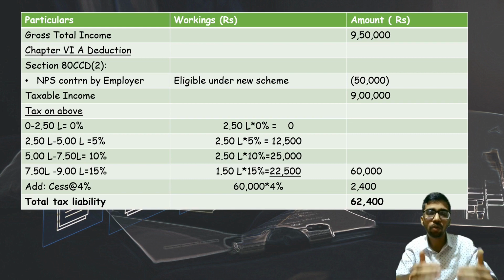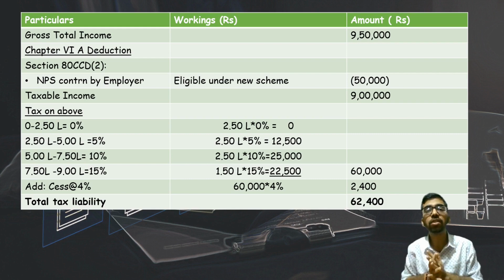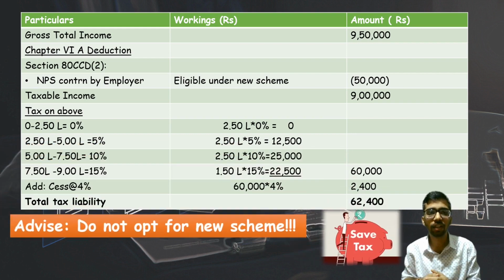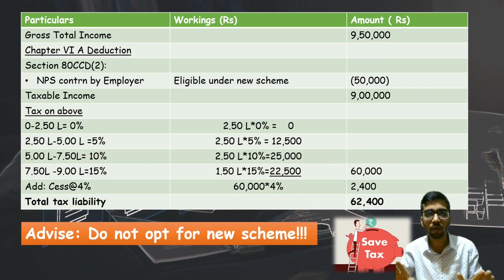If he goes to the existing scheme, the tax amount is nil. If he opts for the new scheme, the tax amount is 62,400. So why is this happening? Because he has made some investments which carry tax benefits. If he opts for the new scheme, those benefits will not be available to him. And hence, what is the advice? Do not opt for the new scheme in order to save tax. If you want to save tax, do not opt for the new scheme. This is tax planning.